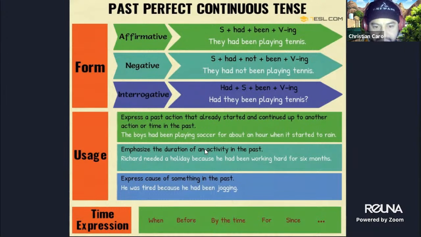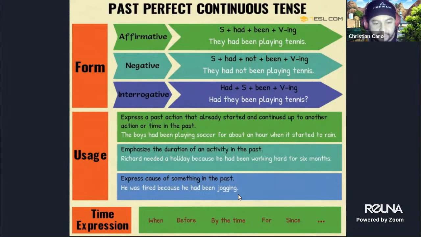En este caso, emphasize the duration también. Pues, Richard needed a holiday because he had been working hard for 6 months. Entonces, tenemos simple past primero con el Richard needed, pero después tenemos el past perfect continuous para ir describiendo, oye, se sacó la cresta por 6 meses y necesitaba unas vacaciones, ¿cierto? Right? And express cause of something. He was tired because he had been jogging, right?